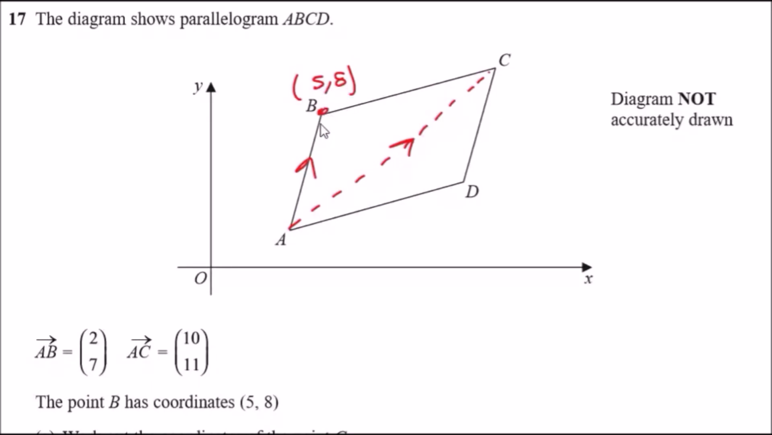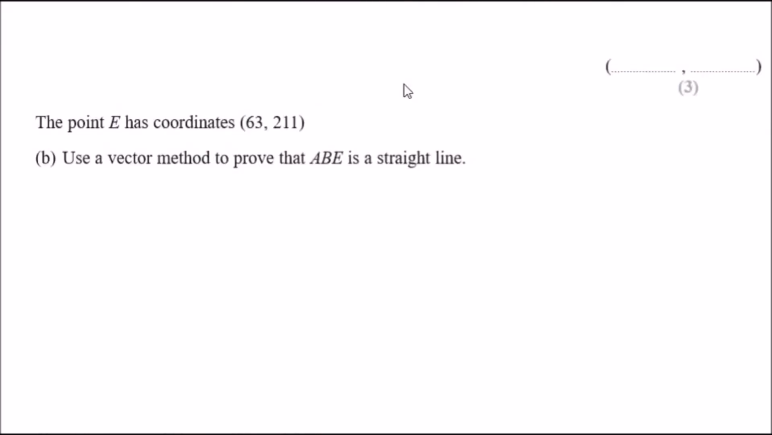If it's (5, 8) and you're traveling from A to B, so if you went backwards, you would have gone back 2 spaces and back 7 spaces. So back 2 spaces from the x-axis would be 3, and back 7 spaces, 1. Now if you're going from A to C, you're going to travel 10 across the x, so 3 plus 10 is 13, and 11 from y, so 1 plus 11 is 12. And that's it, (13, 12).